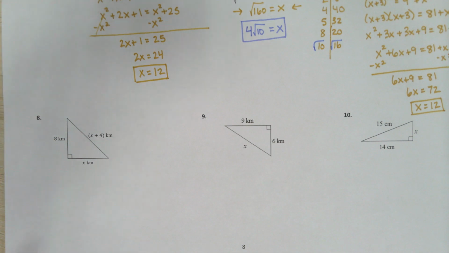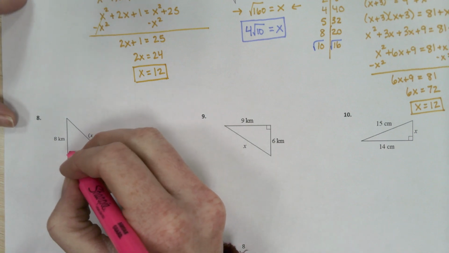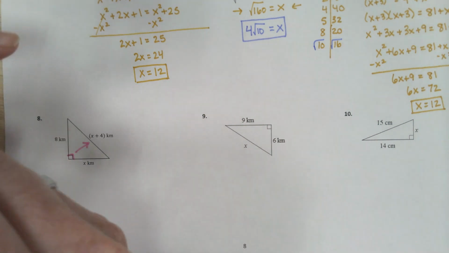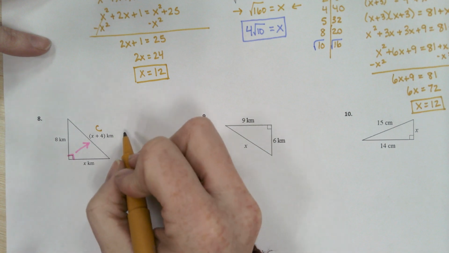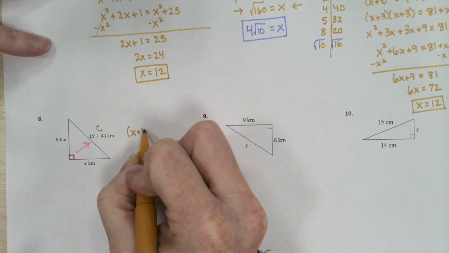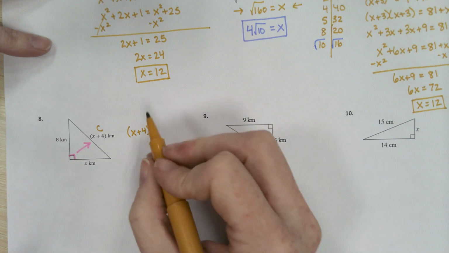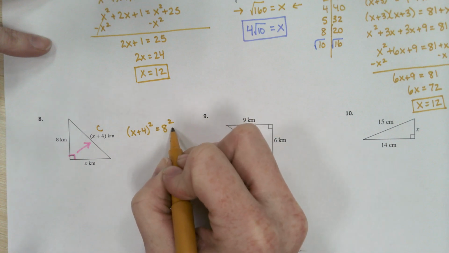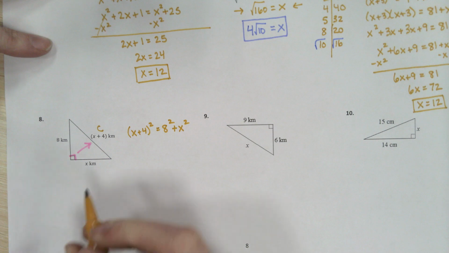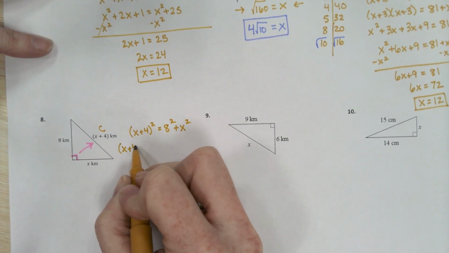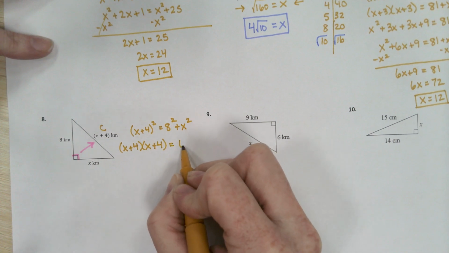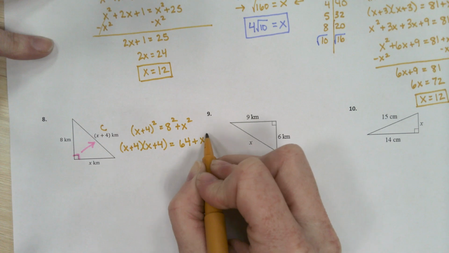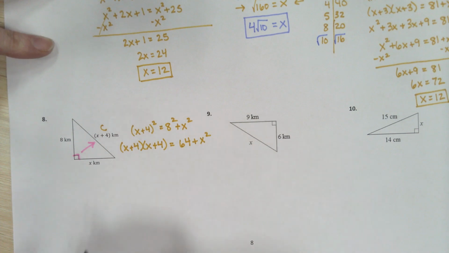All right, 3 to go. We're almost there. Right angle sends us across to that Pythagorean theorem C side that we need to be careful to have first. X plus 4 squared equals 8 squared plus x squared. Multiply that x plus 4 by itself. Equal that to 64, which is what 8 squared simplifies to be.